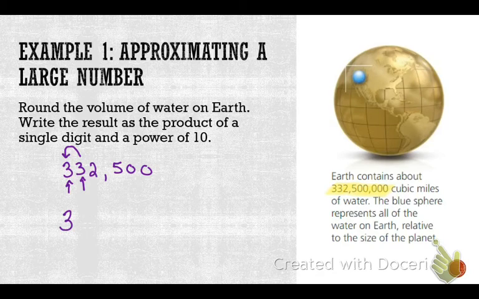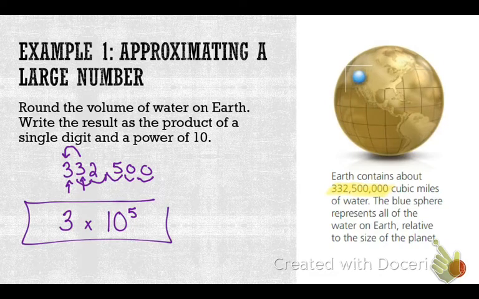3. Now I'm going to multiply that by a power of 10. Each place value is a power of 10, just like we said. 10 ones equals 1 ten. 10 tens equals 1 hundred. So I'm going to count how many place values are behind my leading digit. 1, 2, 3, 4, 5. So this is times 10 to the 5th. I'm saying there are 5 powers of 10 behind my leading digit. 3 times 10 to the 5th power.